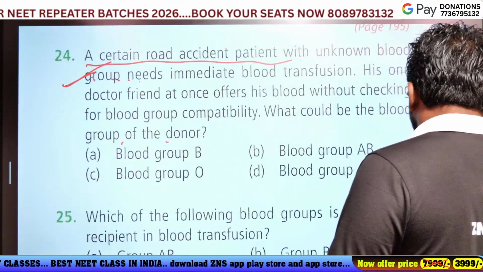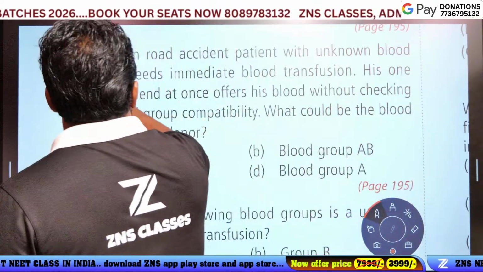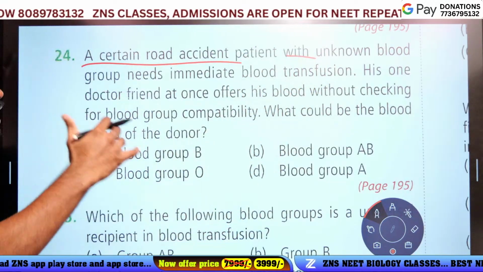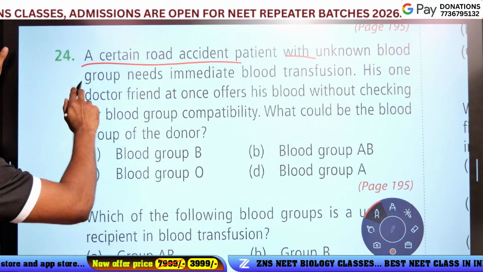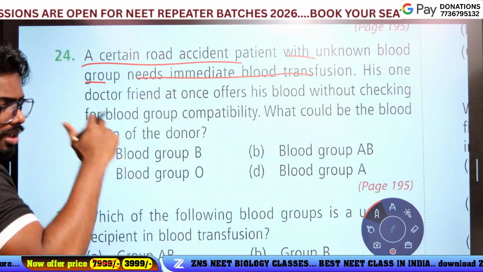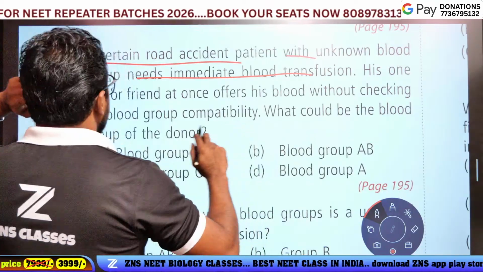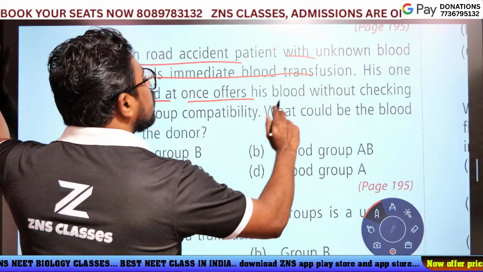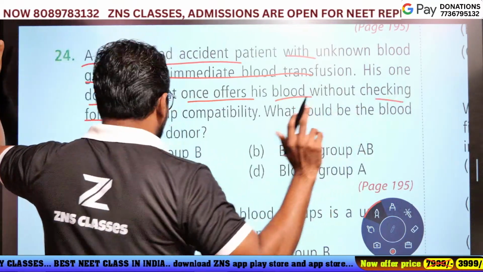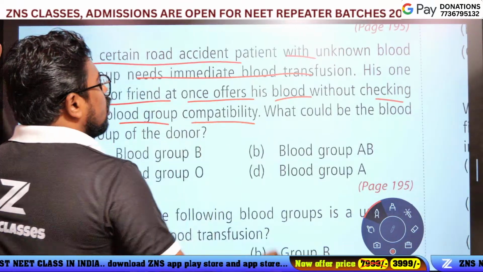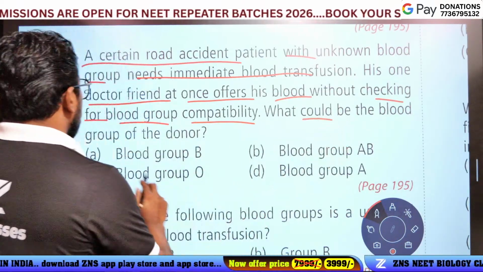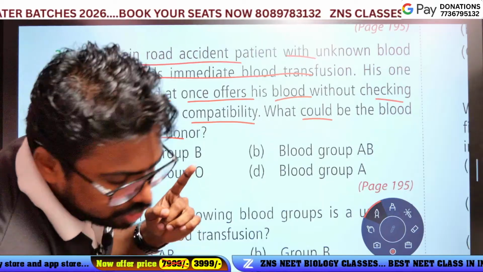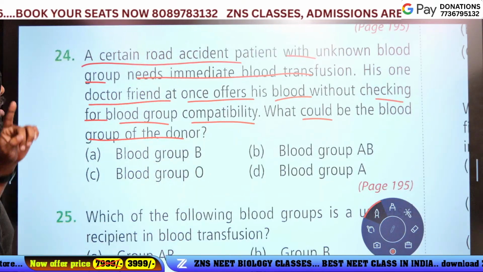In a road accident, a patient with unknown blood group needs immediate blood transfusion. A doctor friend offers his blood without checking the blood group compatibility. Group of donor, you understood? Without checking, the transfusion occurs. Which blood is transferred into the patient's body?